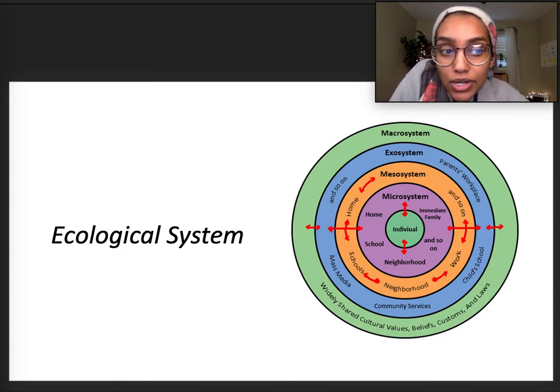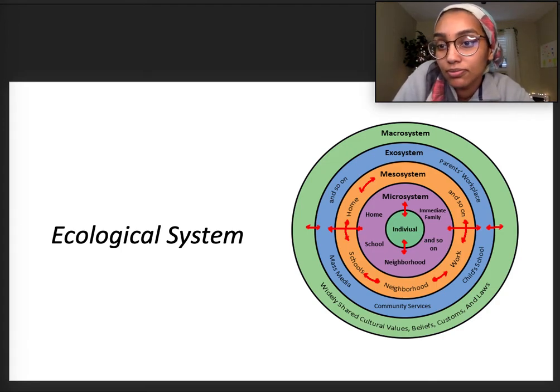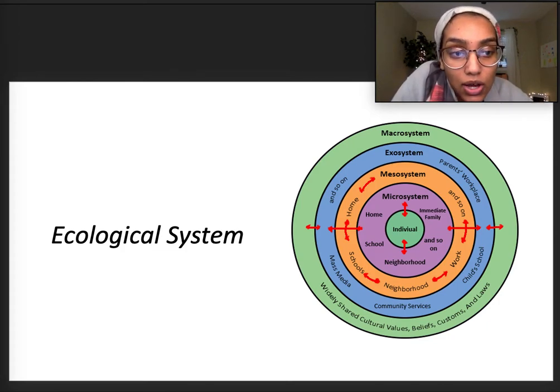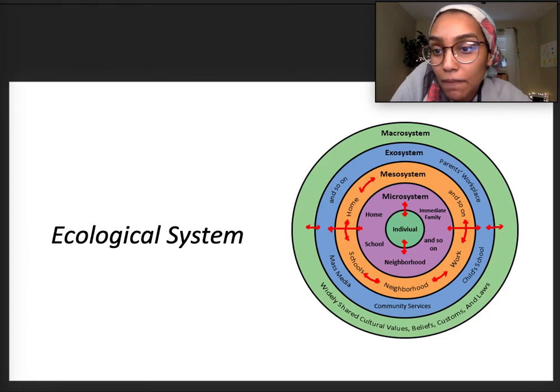Okay, the next one is the macrosystem. This is the largest and the most distant collection of people and places to that child, but it still has an impact and influences them in one way or another. And so this is the widely shared cultural values, beliefs, customs, laws, and things like that they might not have direct ties to, but it's going to affect them anyway.